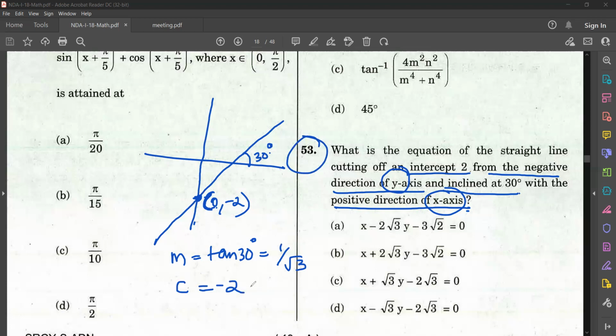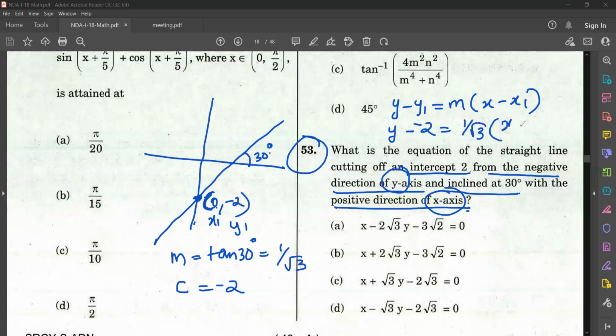In point slope form or slope intercept form, anything you can use. So if I'm using point slope form, what is that? Point slope form is y minus y1 is equal to m into x minus x1. Here this is x1, this is y1. So y minus (minus 2) is equal to the slope, 1 by root 3, into x minus x1.